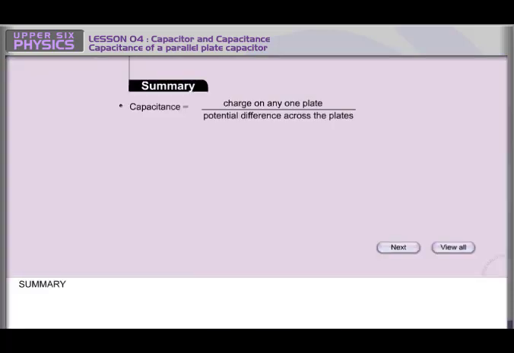Summary. Capacitance equals charge on any one plate over potential difference across the plates. C equals Q over V.